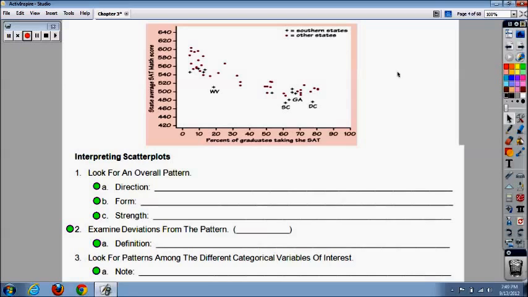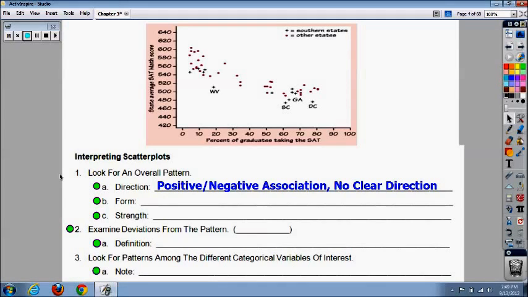Now, just like in Chapter 1, when we talked about describing a distribution, we're still going to be doing something very similar with scatterplots. And we're going to be looking for a pattern. And there are three different things to the pattern you're going to be looking for. Number one, you're going to be looking for a pattern in direction.